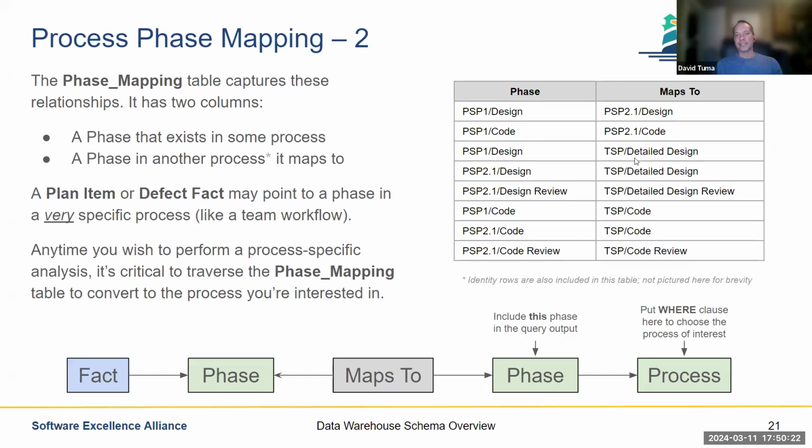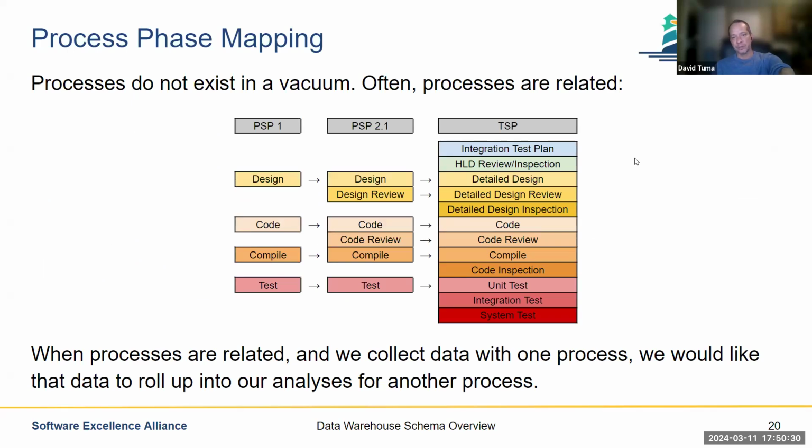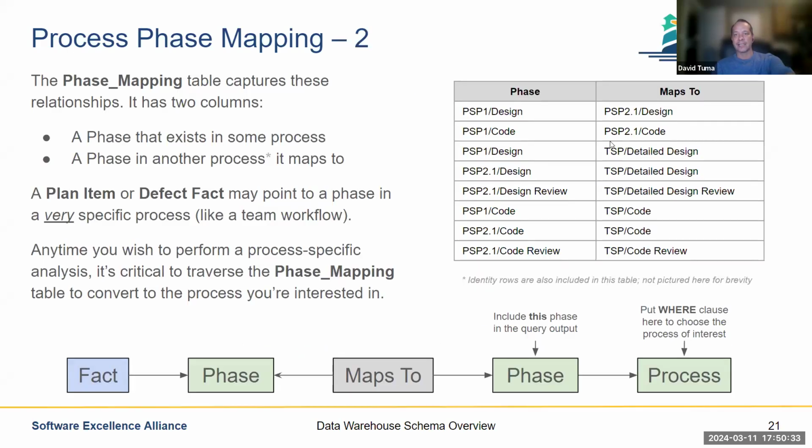So I've given an example here of this table. This is the same data that's being shown in this picture on the previous slide. So it's saying that, as an example, PSP1 design gets mapped to PSP 2.1 design. Or here's a better example. If somebody uses PSP 2.1 to write a module as part of a real world project and they log time against design, we want that to roll up into the detailed design phase in TSP on the TSP project plan summary.